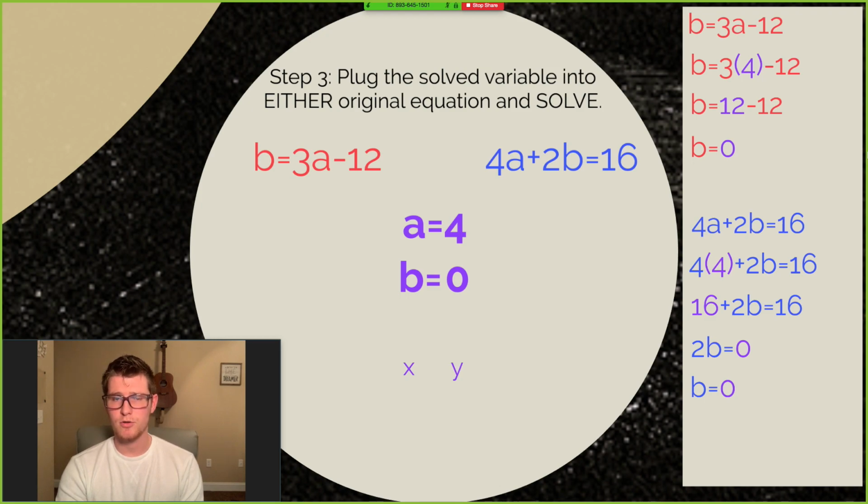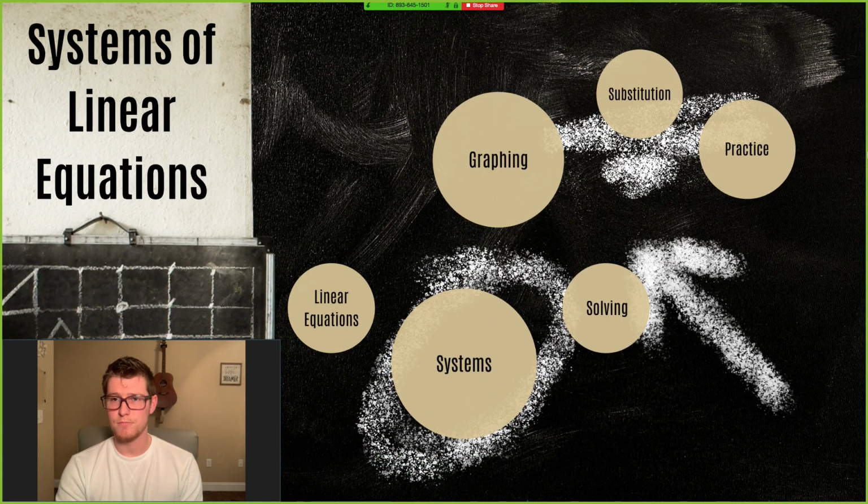If you remember earlier, we talked about how to write the solution to a system of linear equations, and that is as an x-y coordinate. So even though we're working with the variables a and b, when we plot this on a graph, we're going to need to throw one of them on the x-axis, one of them on the y-axis. Just to keep alphabetical order going, let's put a on the x-axis and b on the y-axis to get the point 4, 0. And that's how you would work with substitution. So the two methods of solving systems of linear equations are graphing and substitution.